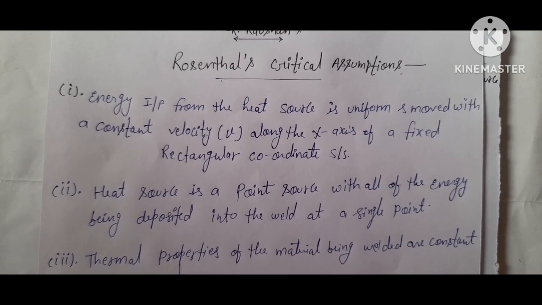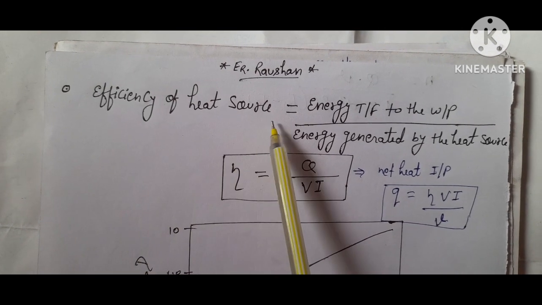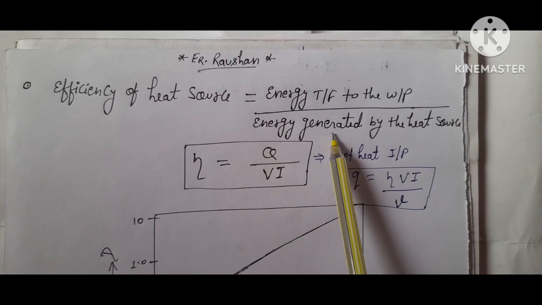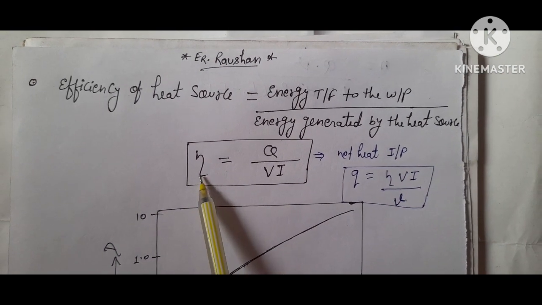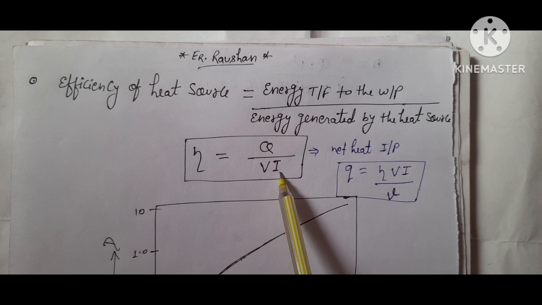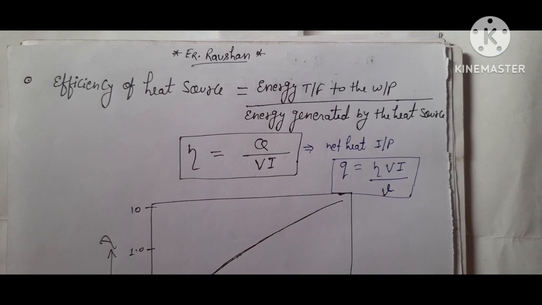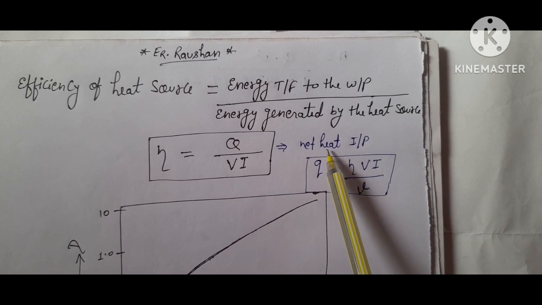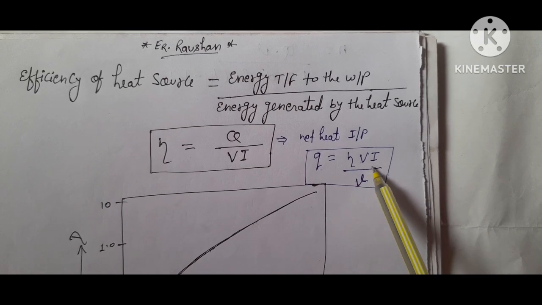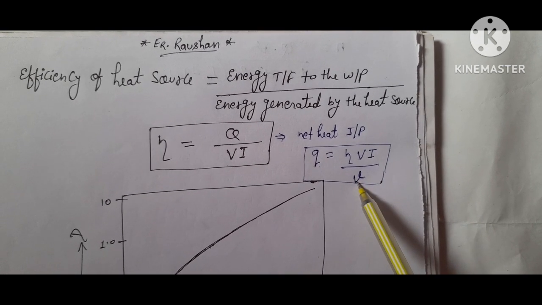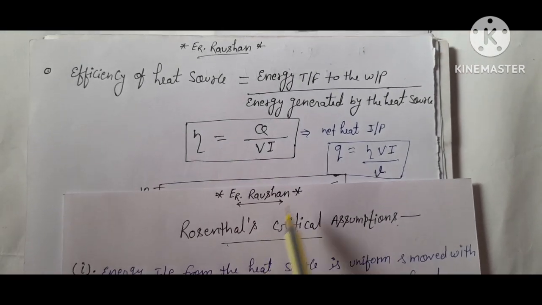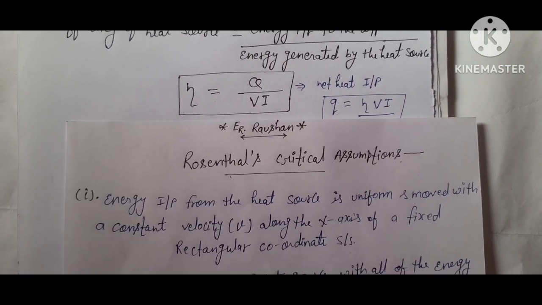Now the equation is given here. Efficiency of the heat source equals energy transferred to the workpiece which is welded divided by energy generated by the heat source, that is eta equals q divided by VI. V is the voltage and I is the current, capital V and capital I. And if you want to calculate net heat input, then small q equals eta times voltage multiplied by current divided by small v, that is the welding speed or travel speed. So this is the first assumption, and this is the formula of this first assumption.